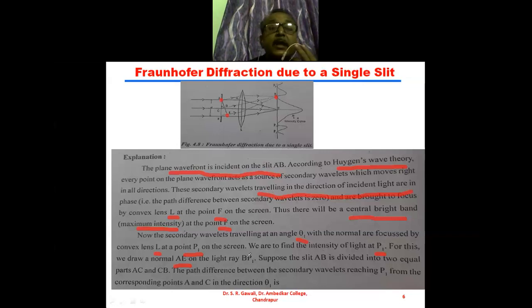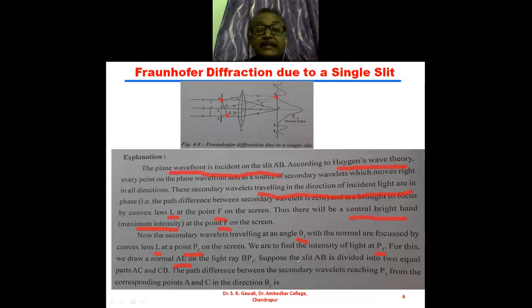तो अपने को क्या निकालना है यहाँ पे? P1 पॉइंट पे जो सेकेंडरी वेवलेट पहुंच रही है उसमें पाथ डिफरेंस कितना है या फेज डिफरेंस कितना है, और उसी के लिए अपन क्या करेंगे, A पॉइंट से नॉर्मल ड्रॉ करेंगे, A नॉर्मल अपन निकालेंगे ऑन द रे BP1.